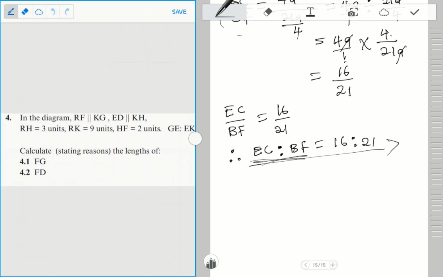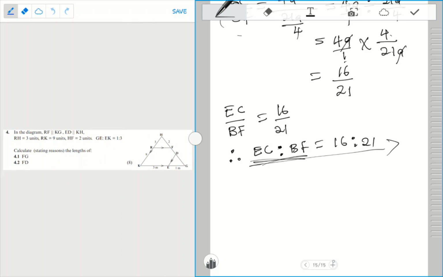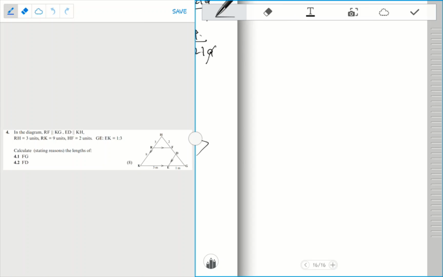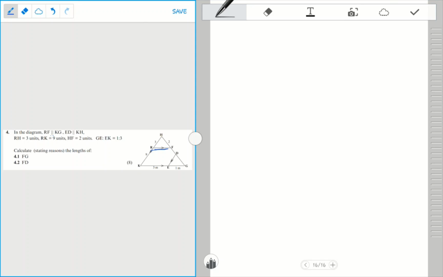I hope everyone understood me, and if you know that you have a problem, please tell me. I will try and explain what we did. So in this triangle, we are given in the diagram that RF is parallel to what? KG, which is the whole base, and then ED is parallel to what? To HK.